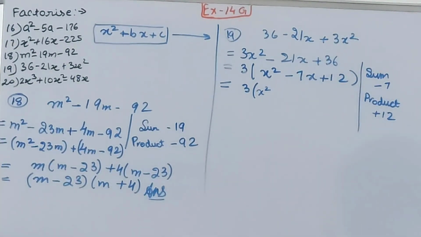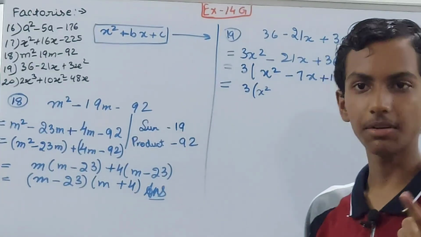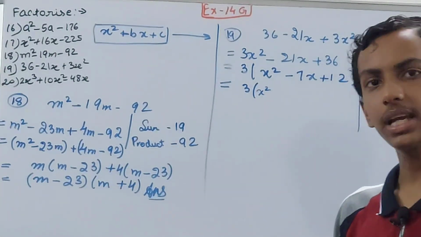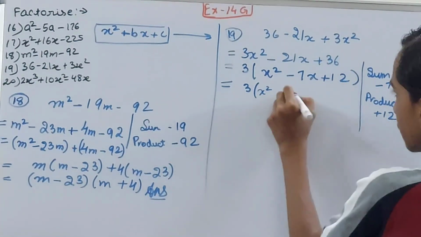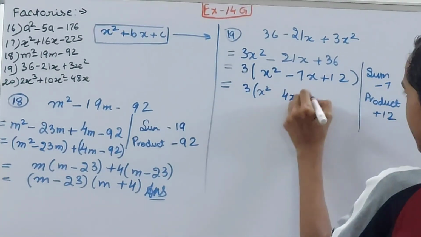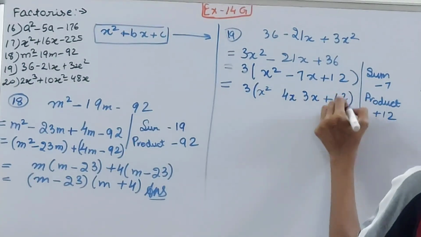Think of the factors of 12 that have the sum of 7. So we can take 4 and we can take 3, because 4 plus 3 is 7 and 4 into 3 is 12. Again, we will deal with the signs later on. So 4x and 3x here and plus 12 over here, right?